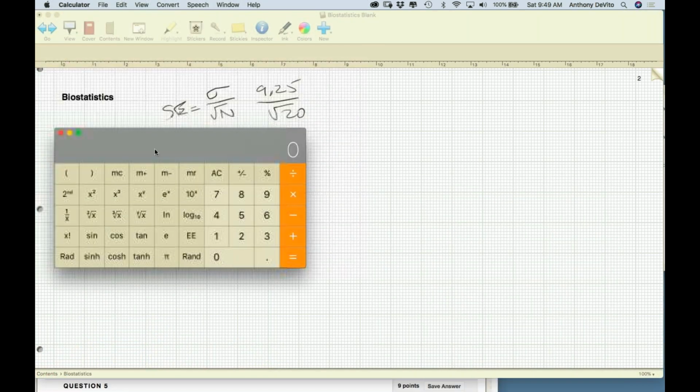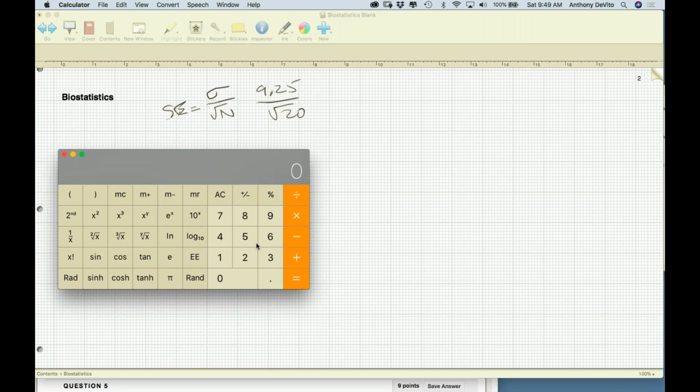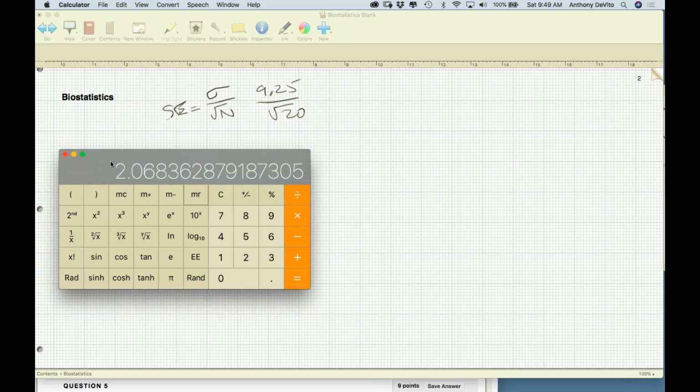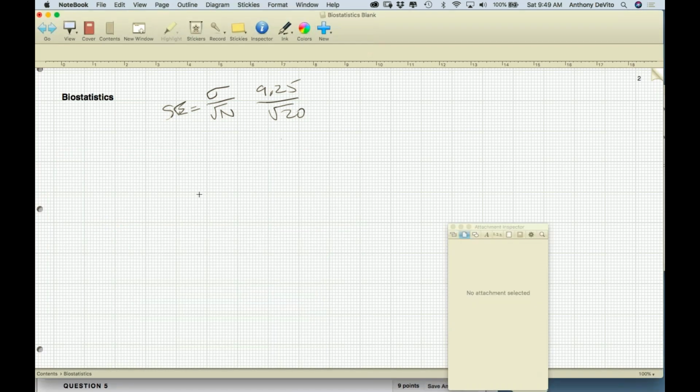Clear that and clear that. I'm going to take 9.25. First, I'm going to find the square root of 20. Take the square root of that, and I'm going to put it into memory. I just cleared the memory, so I can do that. Now I'm going to clear this, and I'm going to say 9.25 divided by the square root of 20. And that's equal to 2.07, I'll call it.